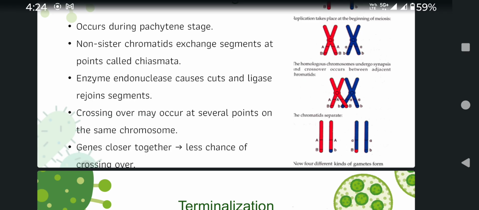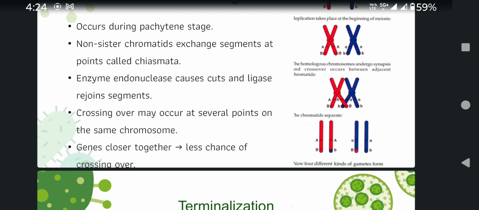So you can see one is fully red colored, another is red colored with a slight blue color, one is blue colored with a slight red color, and the other part is completely blue colored. So it occurs during the pachytene stage. Non-sister chromatids exchange because these are not the parts of the same chromosome.